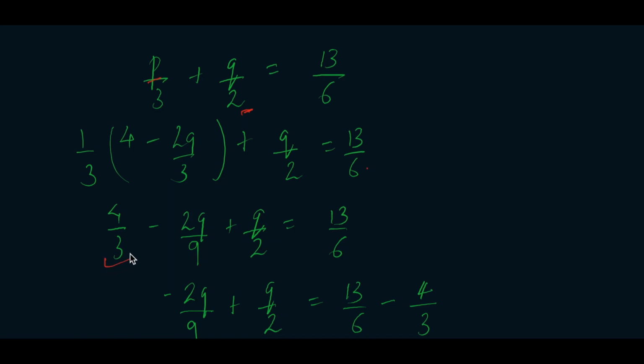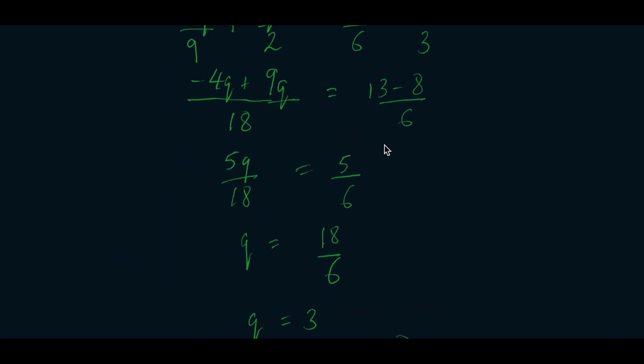So let us take 4 by 3 on the right hand side. Our equation becomes 2q by 9 plus q by 2 equals 13 by 6 minus 4 by 3. Now we can take the LCM, and this equation becomes minus 4q plus 9q by 18 equals 13 minus 8 by 6. This gives us 5q by 18 equals 5 by 6. This 5 and 5 can get cancelled out. So the value of q is 18 by 6. So the value of q is 3.